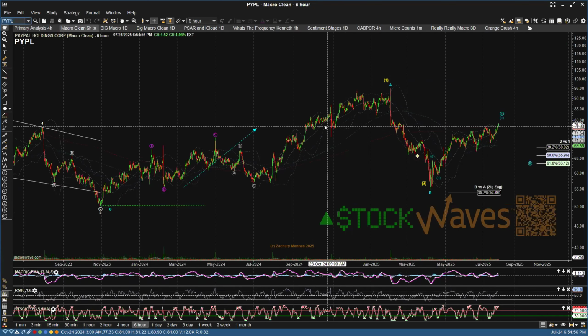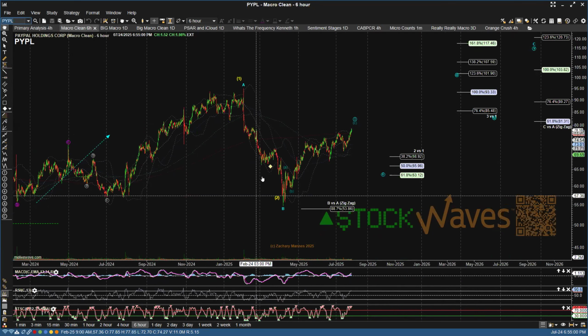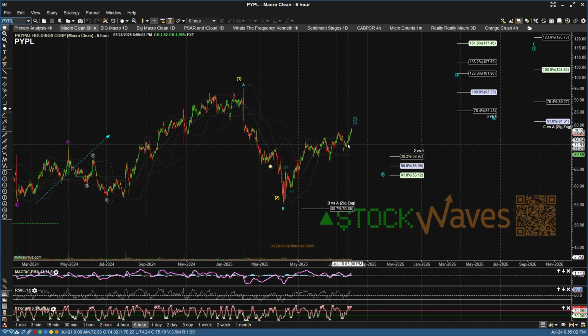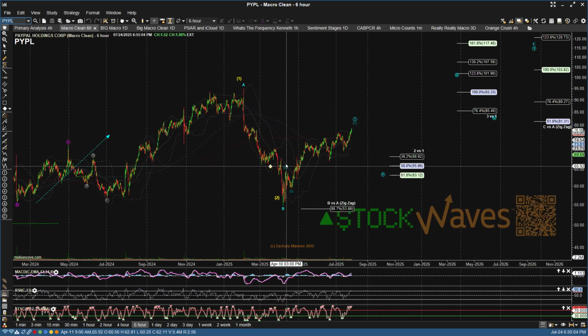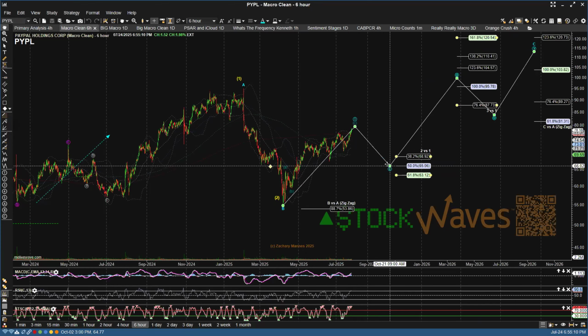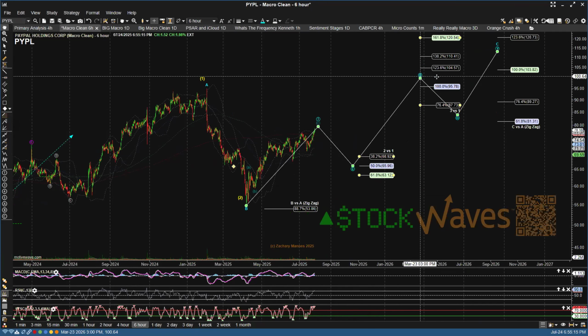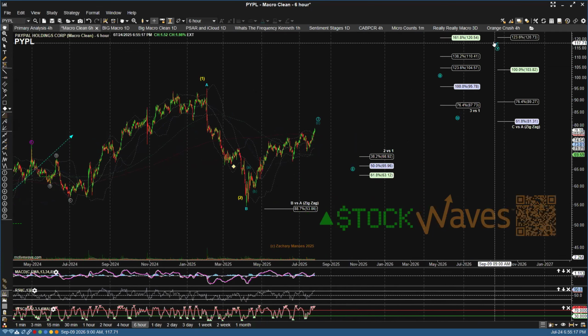So on PayPal, again, looking for a bigger C wave up. We have nice structure off of that April low that could easily count as 5 waves up or is just an extension of that ABC. But looking for a wave two retrace into the 60s to set up the next legs of that move.